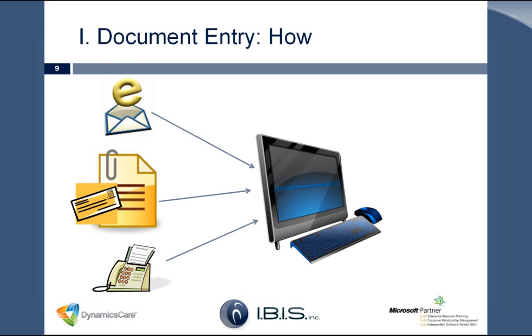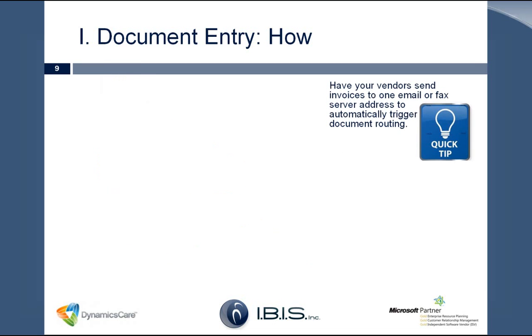One of the recommendations you can look into, if you have a high percentage of your invoices arriving via email or fax, is to have them arrive into an email or fax server address. By doing that, you can automate the trigger of that document routing. You can trigger the approval process, which we'll talk a little more about later, so that now you're not printing out emails to distribute, or spending money on paper as those faxes come in, or even having to copy multiple times to distribute that information.